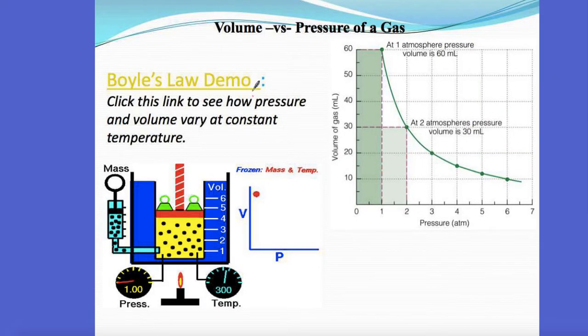Okay, so there's a Boyle's Law demo. And if you click the link in the actual PowerPoint that you have, then you will be able to go to this demo. I won't be able to do it here because I'm in a PDF. This little diagram will show you some nice visuals about how pressure and volume will vary if the temperature stays the same, and it'll show you the graph being developed. So I would definitely go into that and click those links.